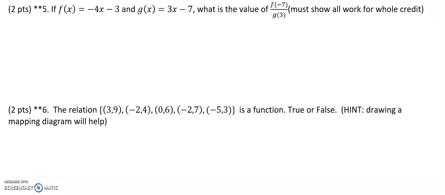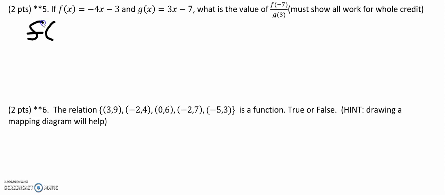So to begin with here, we have 2 functions that are given to us. Our f of x equals negative 4x minus 3, and g of x equals 3x minus 7. So we're asked, what is the value of f of negative 7 divided by g of 3? All right, this requires us to do a couple steps. First, we need to find f of negative 7. Then we need to go ahead, find g of 3. Then we put them together with the division. So let's start with f of negative 7.